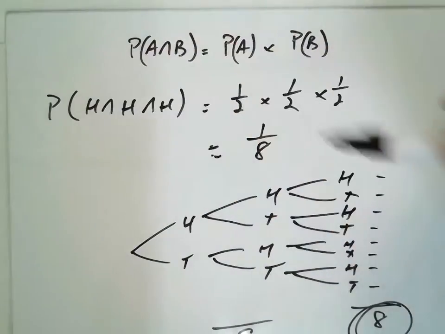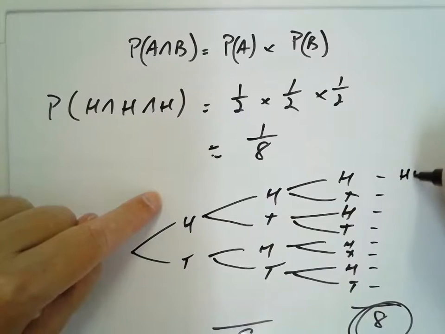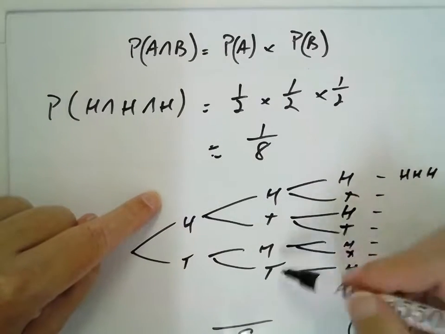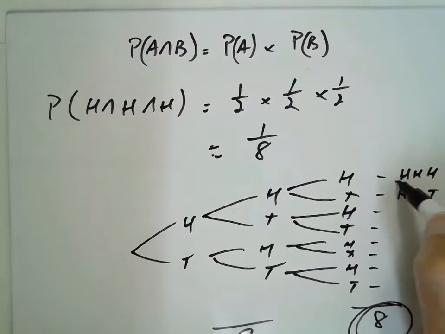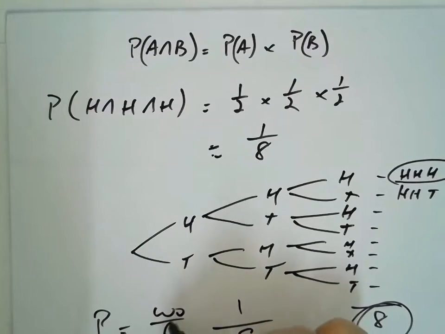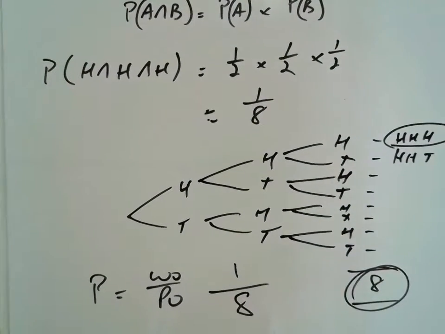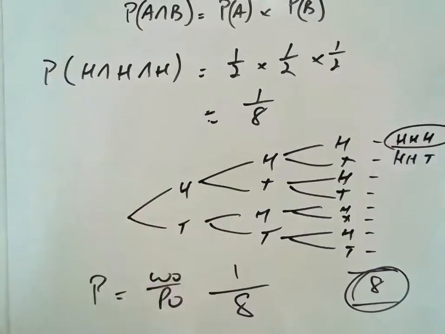How many of a head, and a head, and a head? Well, if we listed our sample space, this one would be head, head, head. All the rest would have at least one tail in it. So how many are we going to circle for head, head, head? 1. So that probability equals 1 out of 8. So it actually confirms our application of the rule in longer situations.